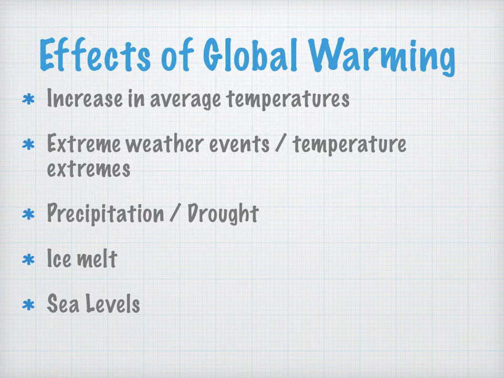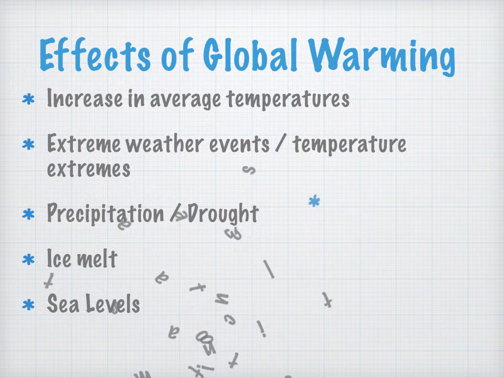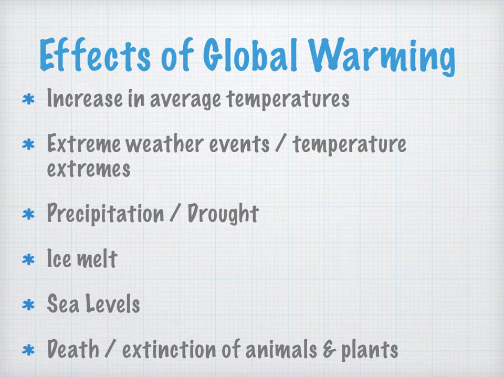Sea levels. Much of this melting ice contributes to sea level rise. Global sea levels are rising 3.2 millimeters a year, and the rise is occurring at a faster rate in recent years. And death or extinction of plants and animals.